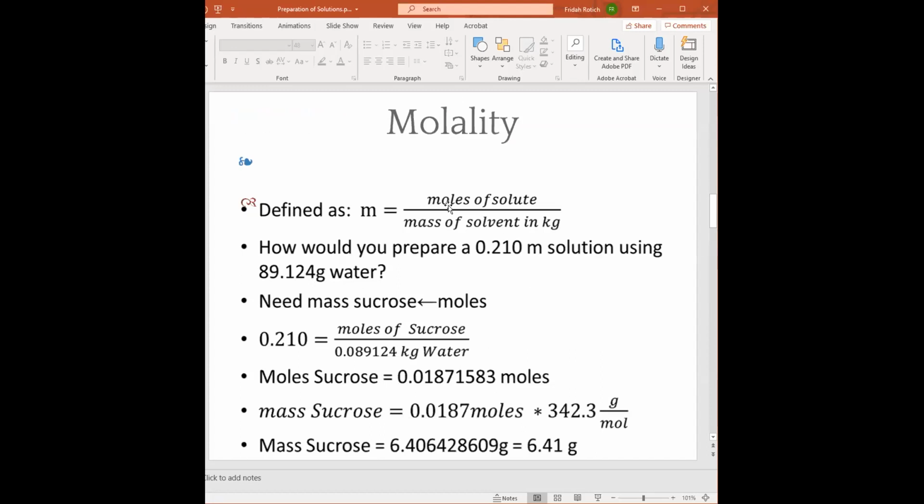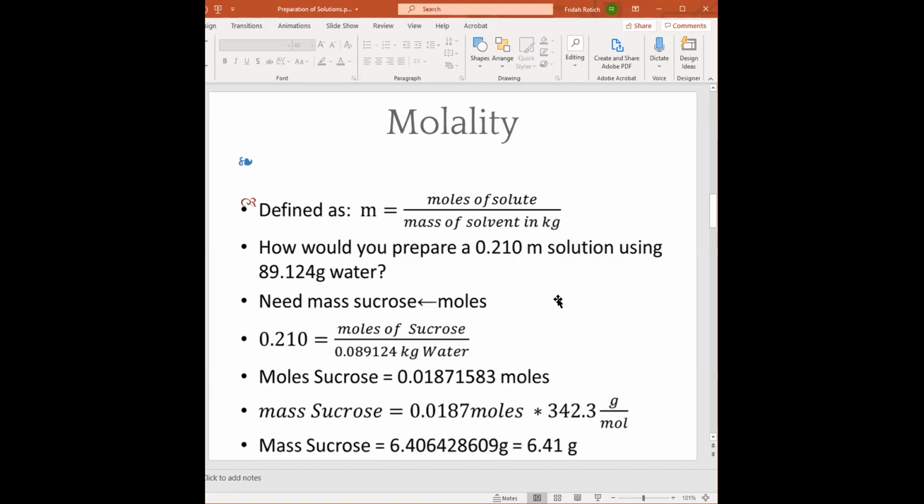Molality is defined as the moles of solute by the mass of solvent in kilograms. Okay, so again, given this example, how would you prepare 0.210 molal solution using 89.124 grams of water? Again, we've been given the molality and we have the mass of solvent, which is our water here.